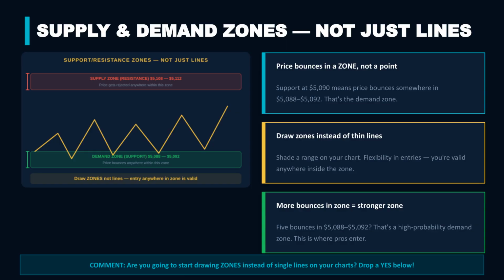Why does this matter? Because it gives you flexibility in your entries. You don't have to hit the exact price. You can enter anywhere in the zone and be reasonable. Try this. Instead of drawing thin lines, draw thick shaded zones on your chart. Support zone, resistance zone, then trade entries within those zones. This is how pros think about it. They're not obsessed with exact prices. They're thinking about zones where supply meets demand.